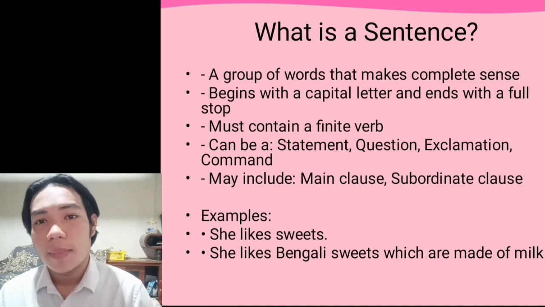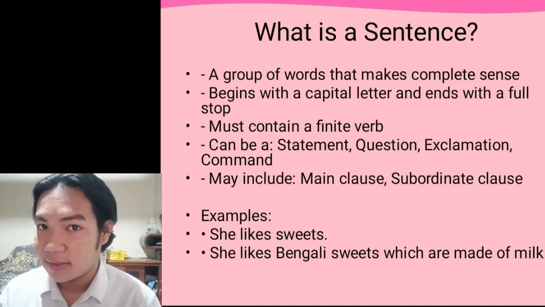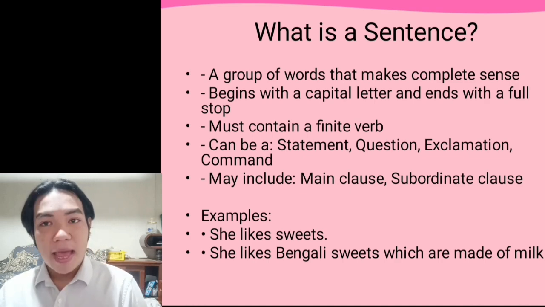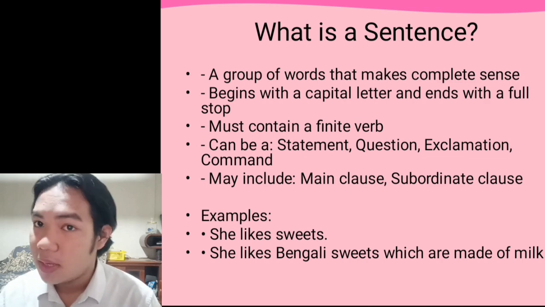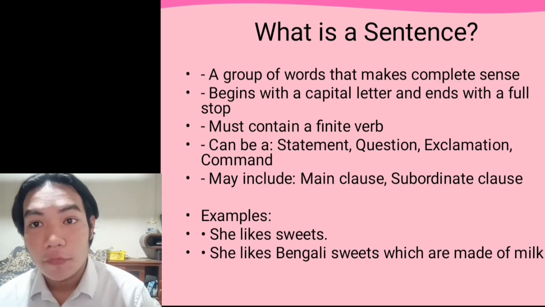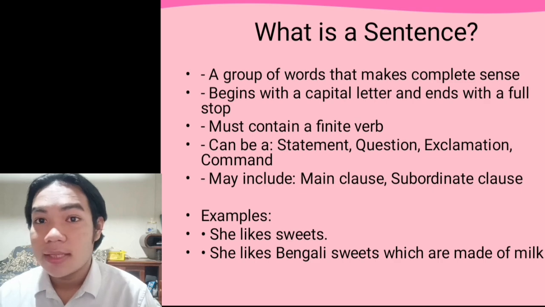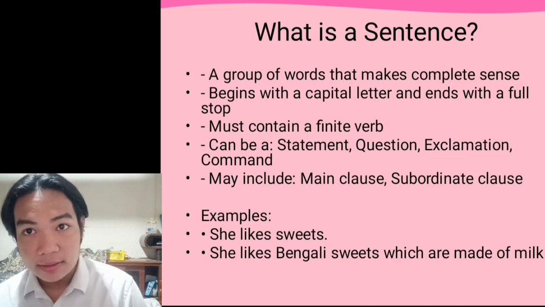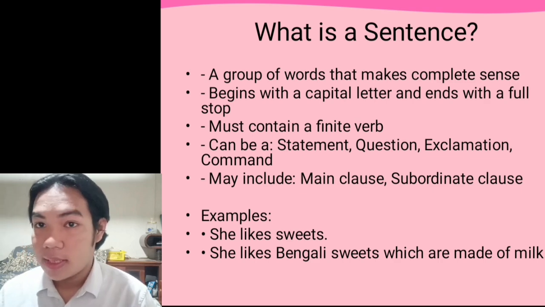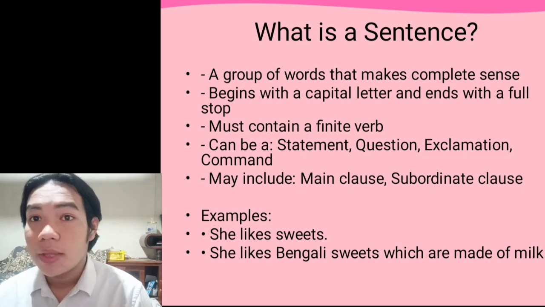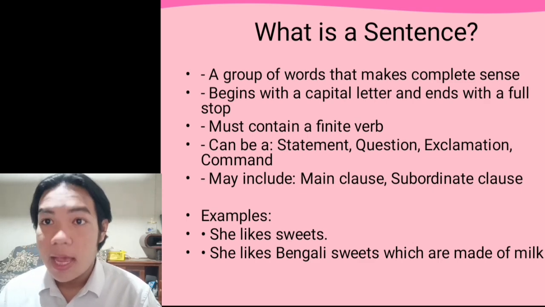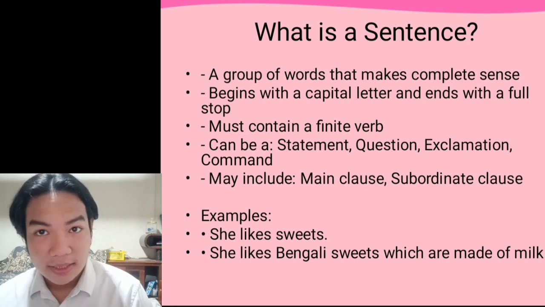Now, what will happen if we expand this sentence? If we expand this sentence, it will become she likes Bengali sweets, which are made of milk. This sentence includes extra details or a subordinate clause, but it still follows all the rules. So it's a more complex sentence, but is still clear and complete.